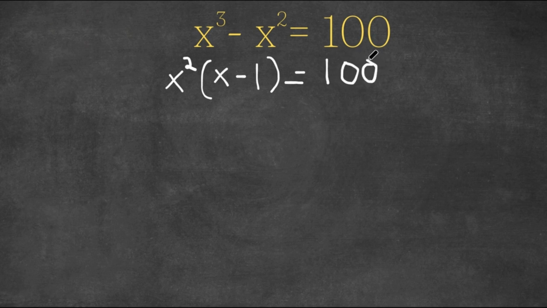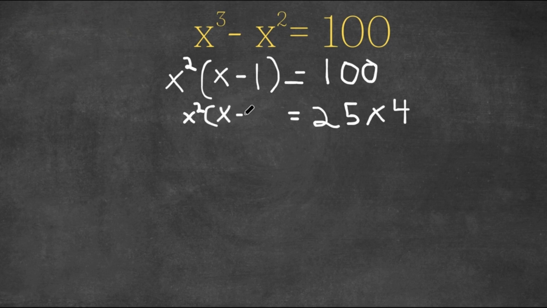Now what we're going to do is change 100 into 25 times 4. 100 is equal to 25 times 4. And this is still equal to x squared times x minus 1.